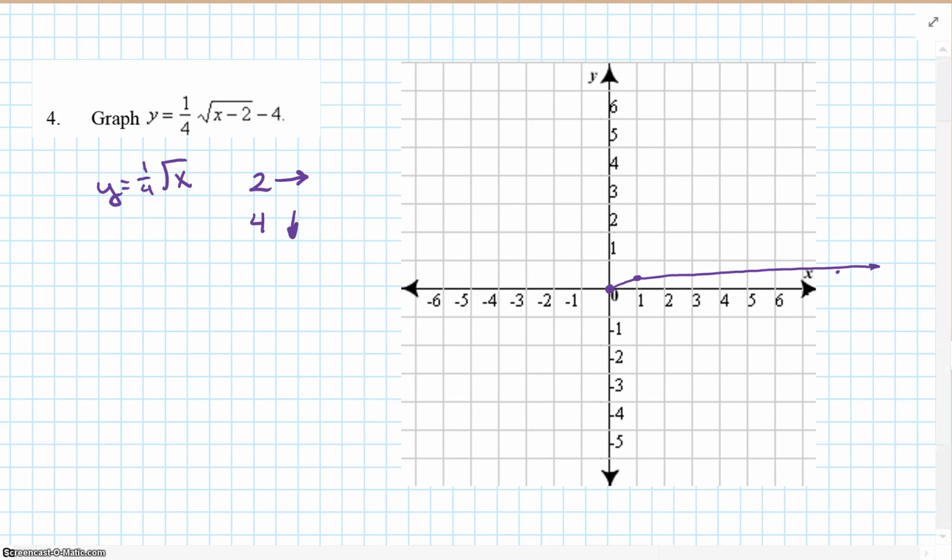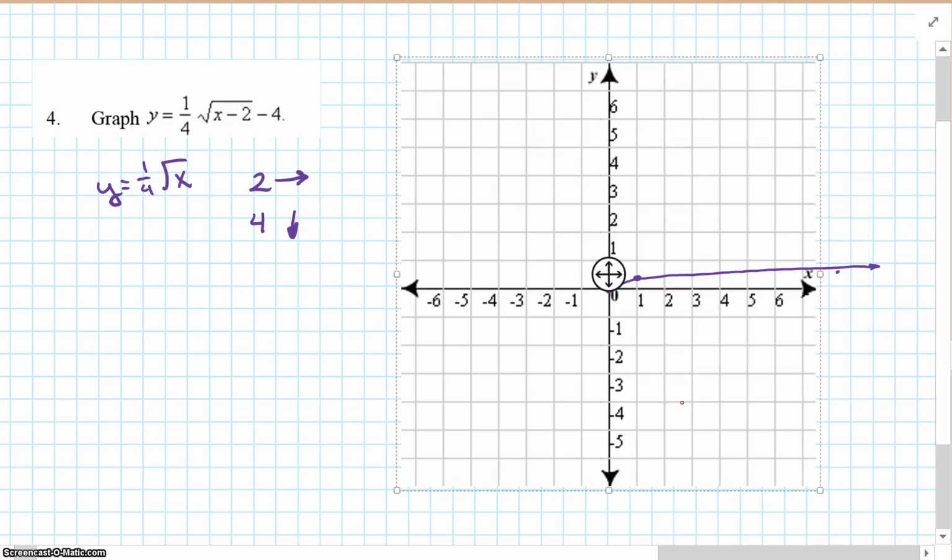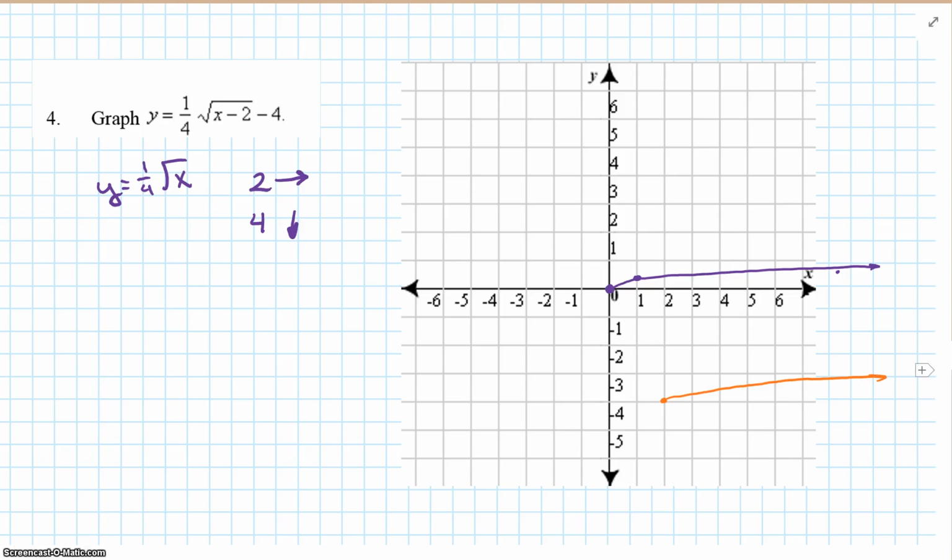All right, but we're going to do the exact same graph, but we're going to shift it 2 units to the right and 4 units down. It's going to look the same, just translated. Okay. Again, how did I get my coordinate points? I made x in my mind equal to 0, 1, 4, 9, and 16. All right, going on to the next example.